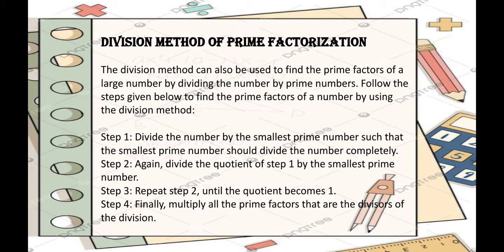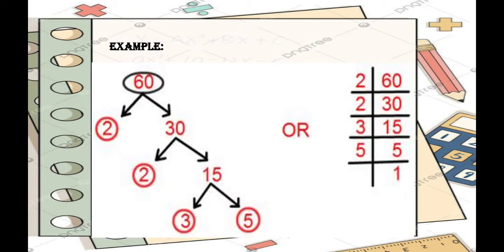So let's take the steps into an example. In the right side we have the division method. 60 divided by 2 is 30, 30 divided by 2 is 15, 15 divided by 3 is 5, and 5 divided by 5 is 1. So let's go back to the steps.